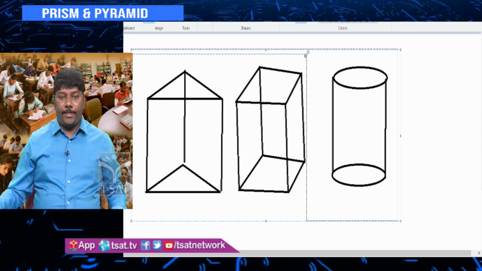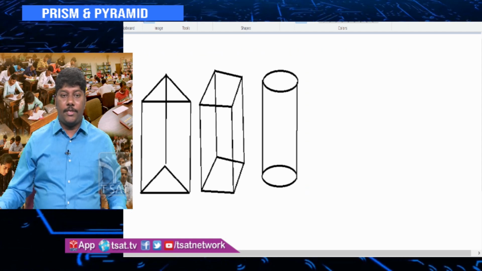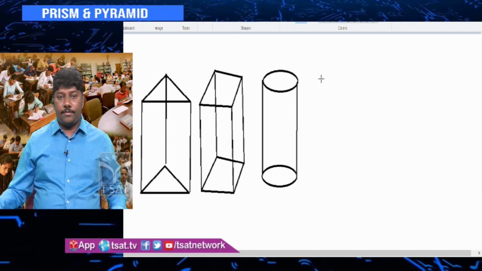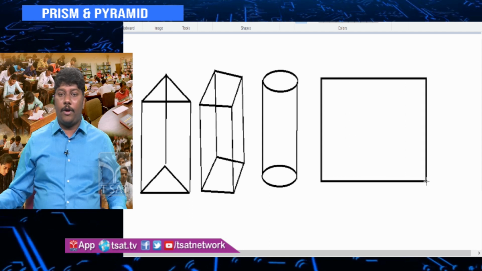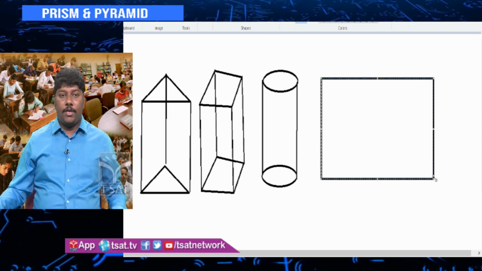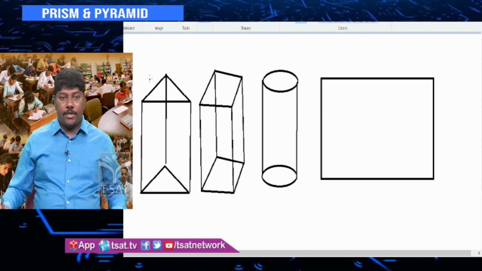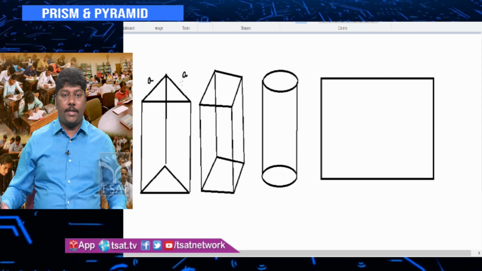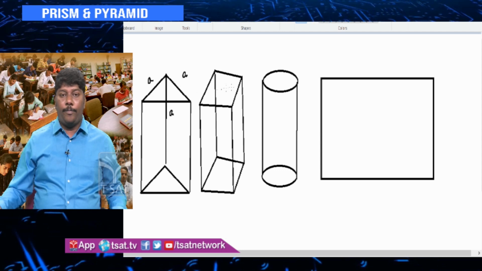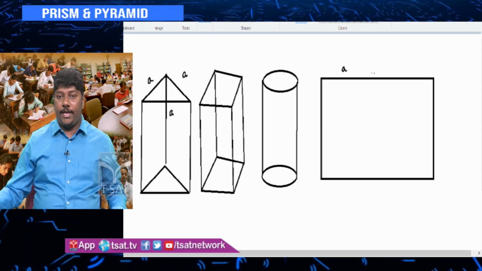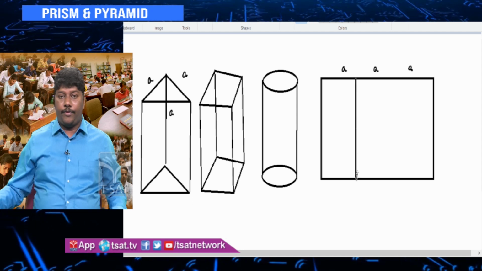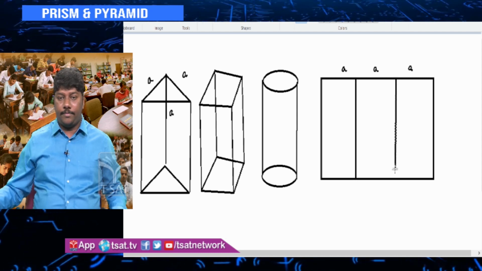If I cut it and open it, see what happens if I cut any of these figures and open it. So if I cut and open it, it forms a rectangle like this. Suppose I am taking an equilateral triangle. So it is A and A and A. If you cut it at any edge and open it up, it becomes A plus A plus A. If you cut it and open it, it appears like this.